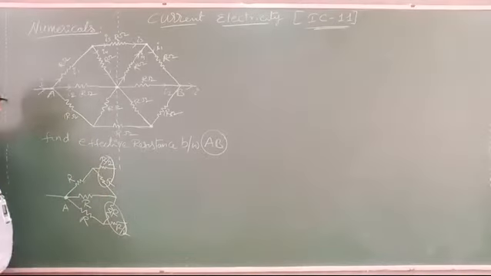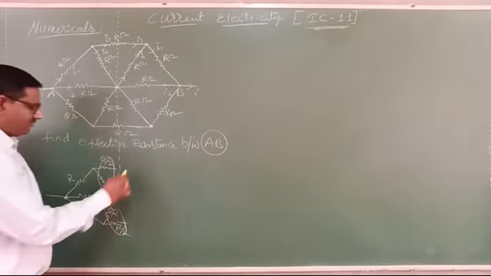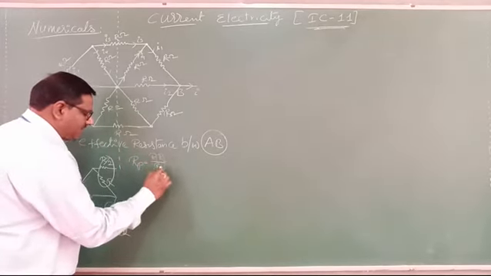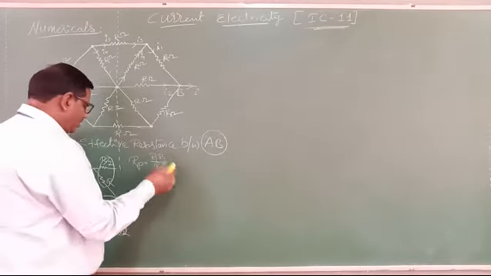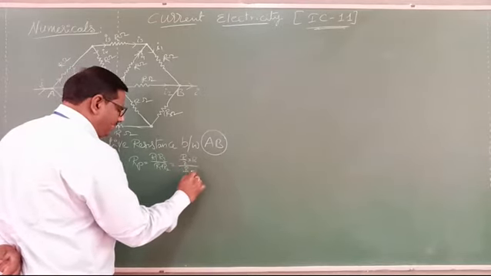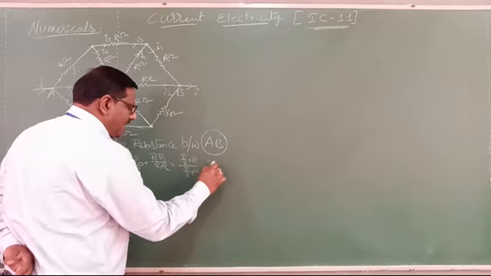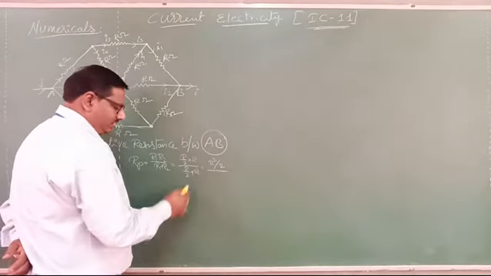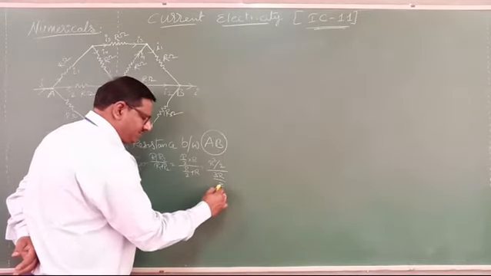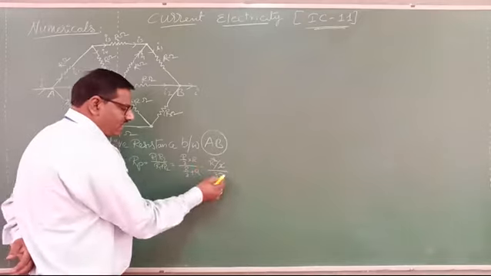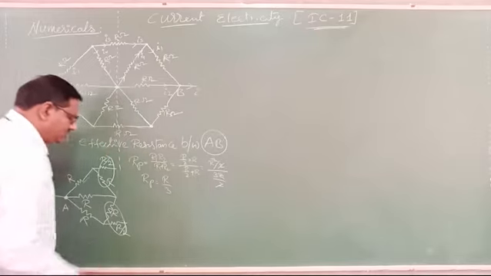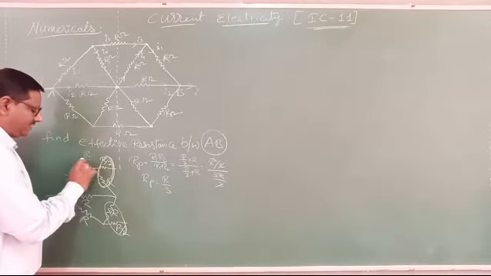These two are parallel. If it is parallel, then what can you write? Rp equal to R1 R2 by R1 plus R2. Then R by 2 into R by 2 plus R. Then what can you write? R square by 2 by, if you take LCM, 2R plus R, how much is it? 3R by 2. This 2 will cancel, and 1 R will cancel. Then Rp equal to R by 3. So this effect will become R by 3 now.